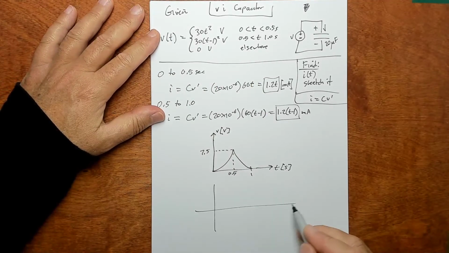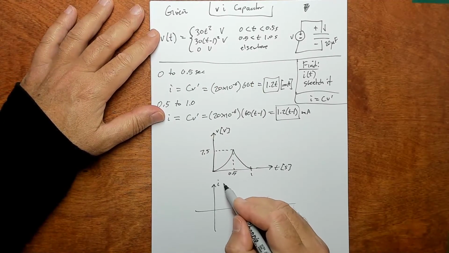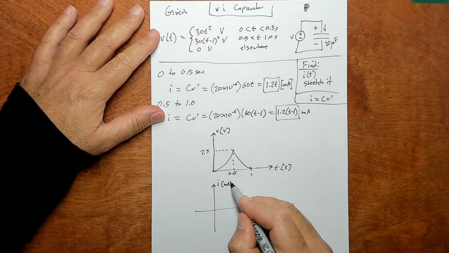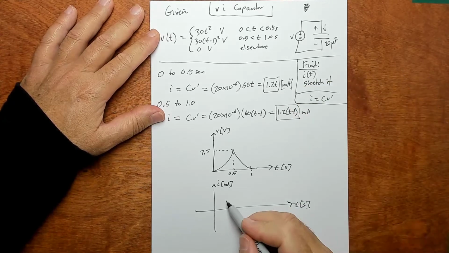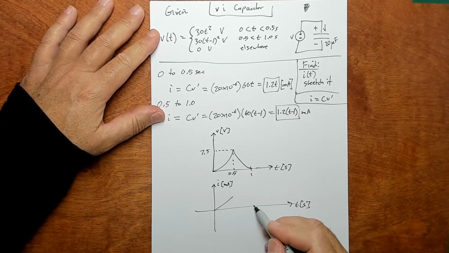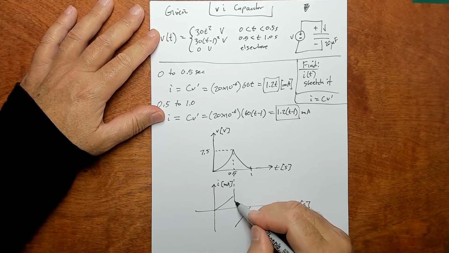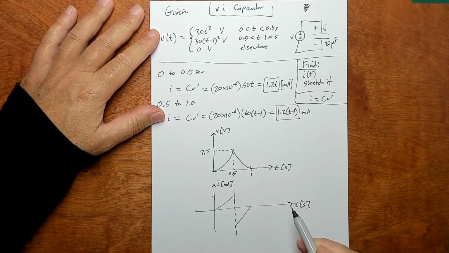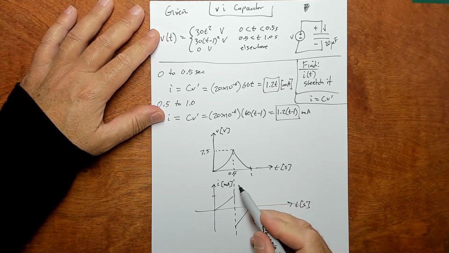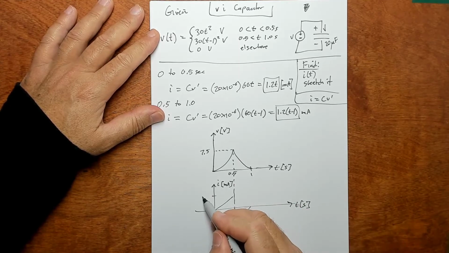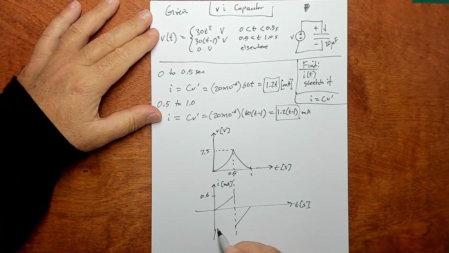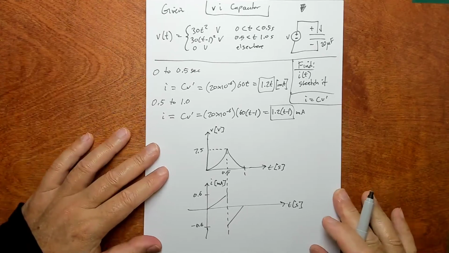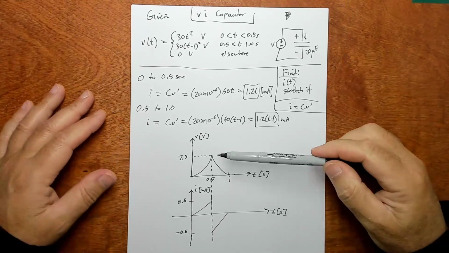So this is I in milliamps and t in seconds, and it ends up looking like this. And if you solved this at 0.5 seconds, you would end up with 0.6 milliamps, and it drops down to minus 0.6. Okay, so pretty short problem.